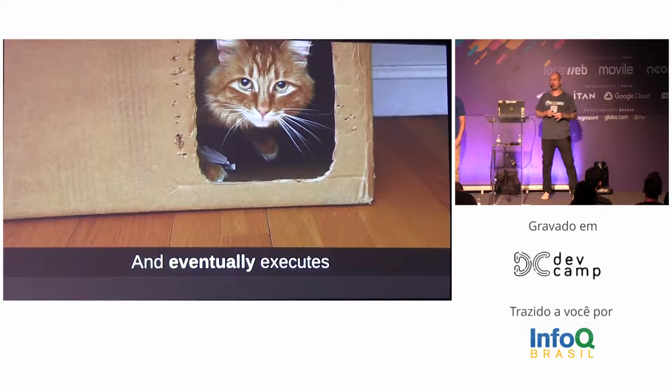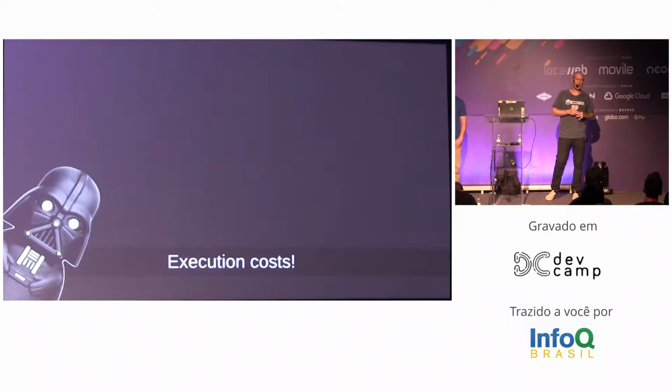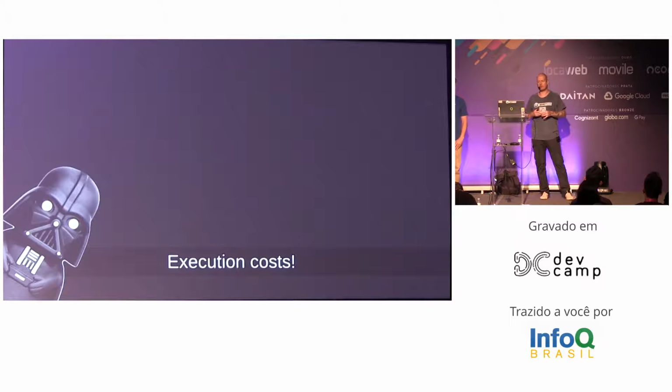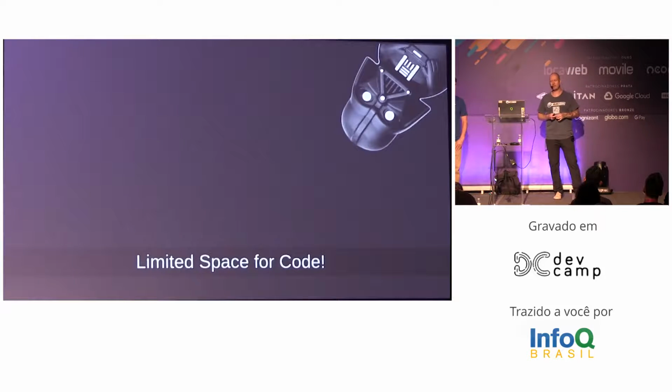I said it's eventually, because it's not all that shiny and bright, that world I'm describing here. We have some drawbacks. So we have execution costs. For reasons like spamming, we have costs for executing our code, which means I have to pay in that cryptocurrency. We have limited space for code, and this is a hard constraint. In Burst I know the number is 2,560 bytes for my code. This is the maximum I have today, okay?